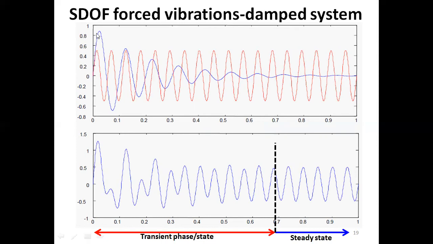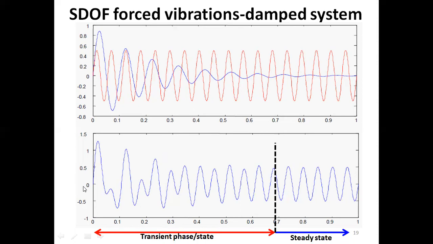So the blue line represents the transient response of the system, and the red sinusoidal plot represents the steady state response. This is the response of the system in case of free vibration. And actually, if we add these two signals, then this would be the total response.